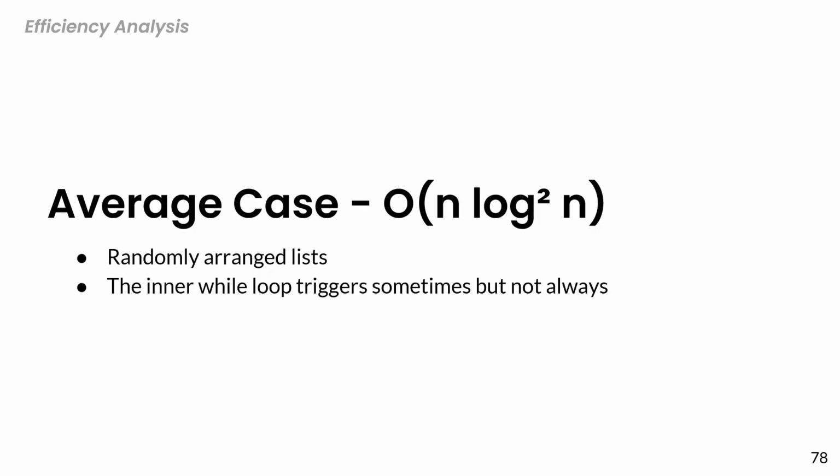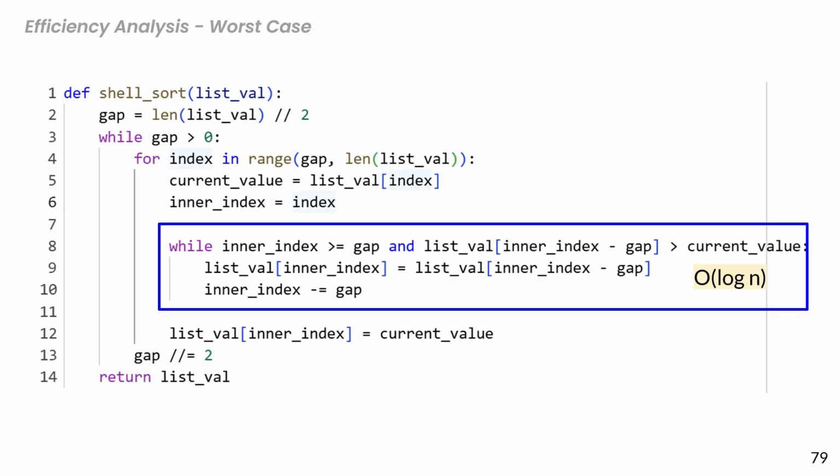The average case has a time complexity of big O of n times log squared n. The average case applies to randomly arranged lists. Since the data is random, the inner while loop triggers not all the time but some of the times. The main difference lies in the inner while loop partially triggering across iterations. Because previous gap phases have already partially sorted the list, each element only needs to shift a logarithmic number of times on average. This results in a time complexity of big O of n log squared n. Always remember that time complexity differs per gap sequence.